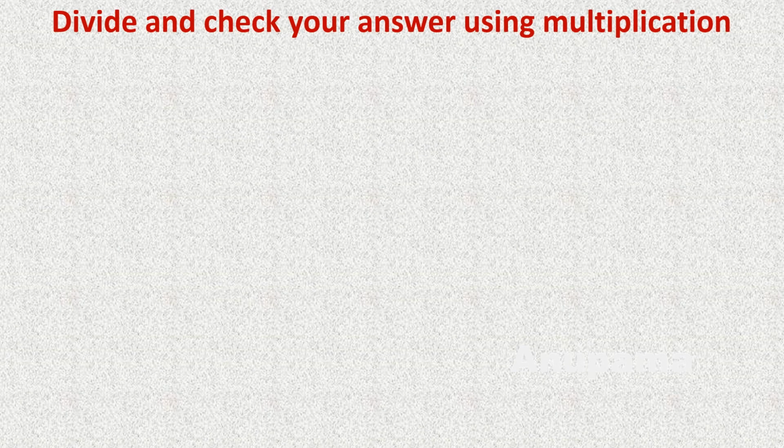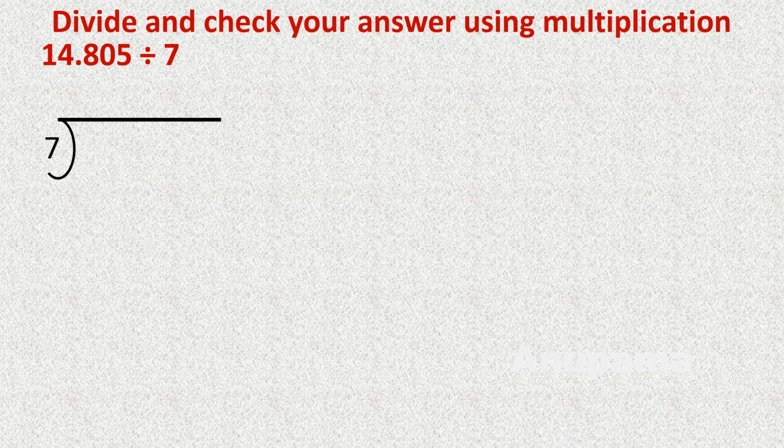So we will learn how to divide decimal numbers and we will check our answers also using multiplication. So first question is this: 14.805 divided by 7. Here 14.805 is a decimal number and 7 is a counting number. So let us divide. We will write like this: 7 is the divisor and 14.805 is the dividend.